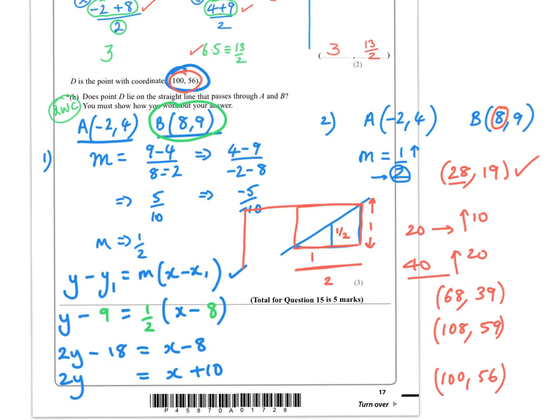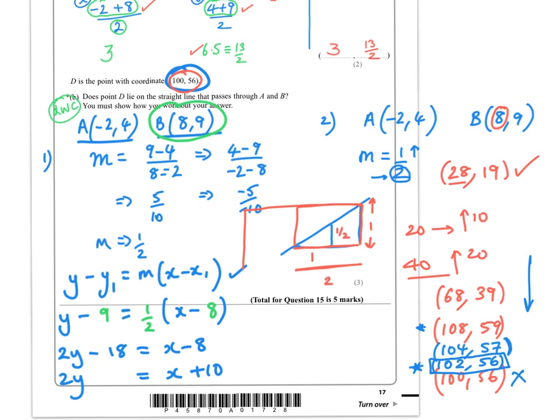So if I start from here, and on the x, I go back 4, it means I've got to go down 2 here. Now I'm getting really close to the point D, but am I going to be on it? Well, if I go from here and I go back 2 and down 1, then the closest I'm going to get is the coordinate 102, 56, but I'm not going to get 100, 56.